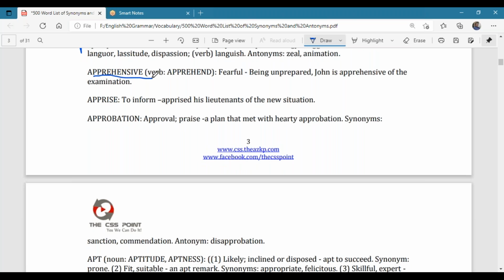Apprehensive. This is a very good word which you need to learn. Apprehensive means anxious, alarmed, worried. Anxious or fearful that something bad or unpleasant will happen. That means you are very anxious or fearful that something bad or unusual will happen.